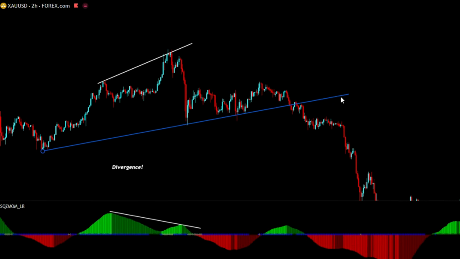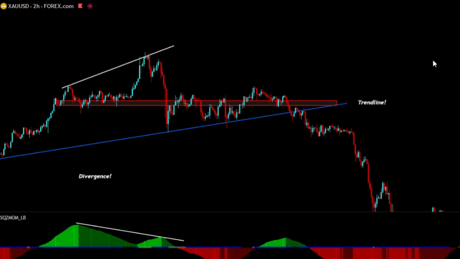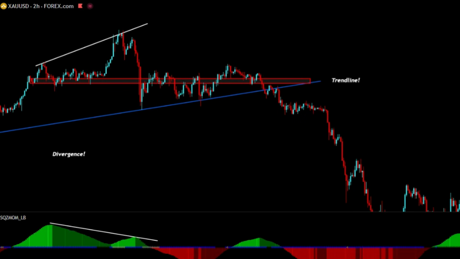One way to do that is by drawing a trend line underneath the uptrend, connecting the higher lows. If that trend line breaks, it could provide evidence that bullish structure is weakening. We also have a support level that was previously holding price higher. Once that level is broken and begins acting as a resistance, it adds further bearish context to the setup.